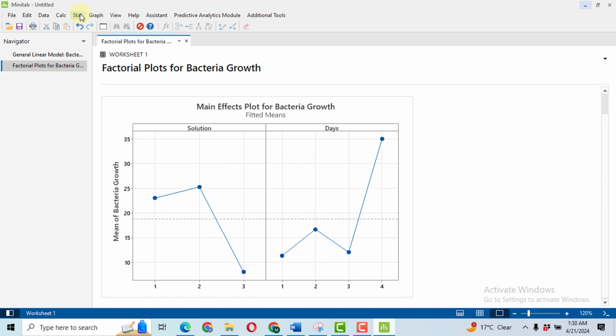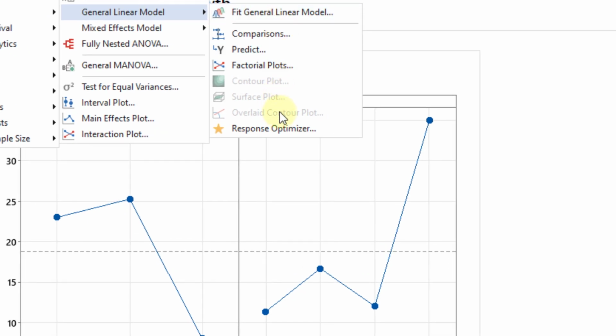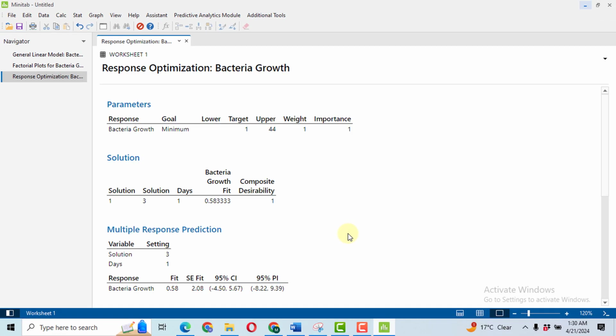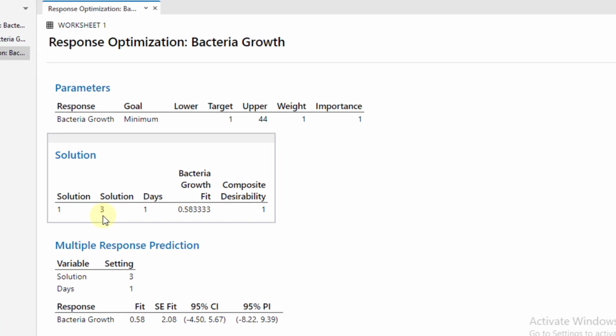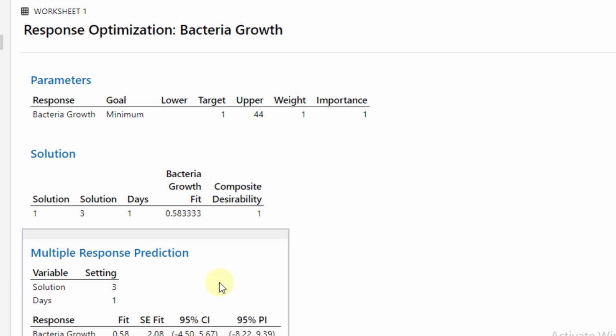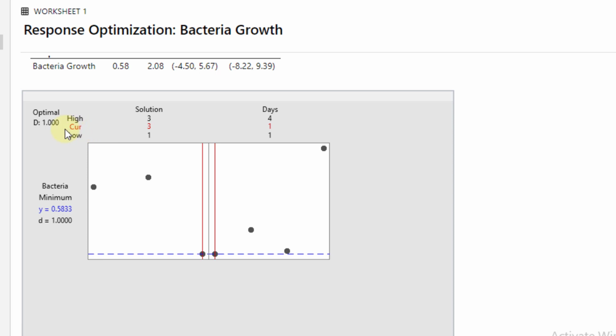However, if you want to optimize it, click on Stat, then ANOVA, then general linear model, response optimizer, and we say that we want to minimize the bacteria growth. So the goal is to minimize, then click OK. We will get our optimization result. Here we got that solution number 3 and day number 1 is the best one. Here the fitted value was 0.583 and the composite desirability was 1, or 100%. Here you can see the multi-response prediction is solution 3 and day 1. You can also see it graphically that our optimal value is found at 3 and 1.